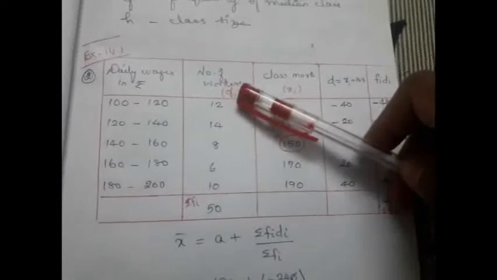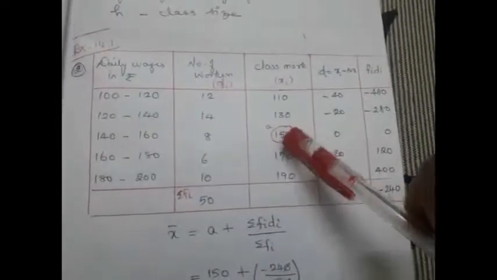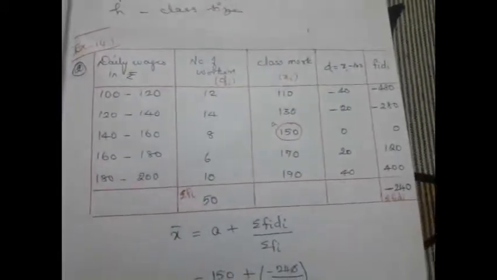Right? Now daily wages is given in the question and number of workers is given in the question. Number of workers denotes your frequency. Now immediately we need our class mark Xi. Right? What is Xi? Upper limit plus lower limit divided by 2. 100 plus 120 divided by 2, which is nothing but the middle value. What is the middle value for 100 and 120? 110. 120 and 140? 130. 140 and 160? 150. 160 and 180? 170. 180 and 200, it is 190.